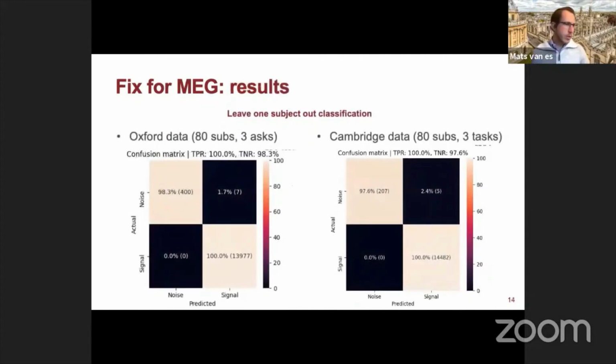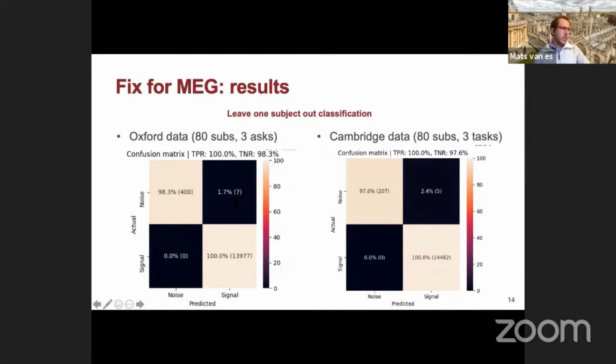And now going to the results, and I think the results are really, really cool. I started out by just seeing how the classifier does. We try and see how the prediction of the classifier compares to the ground truth, the hand labeling of the components, with a leave-one-subject-out classification. And I did that separately for the Oxford data and for the Cambridge data. What you can see here is a confusion matrix that shows, in this case for the Oxford data, that of the actual noise, 98.3% were also predicted to be noise by the classifier. And of the signal, which is almost 14,000 components, all of them were also predicted to be signal.